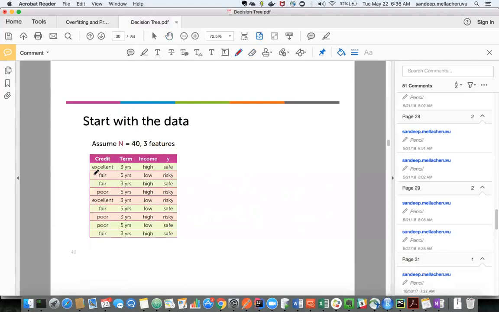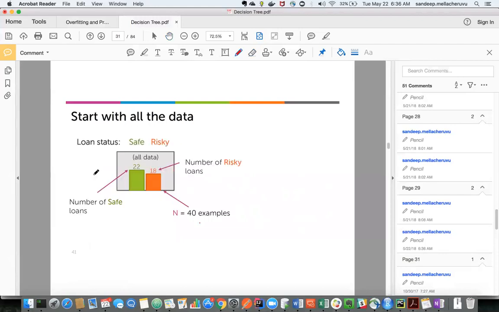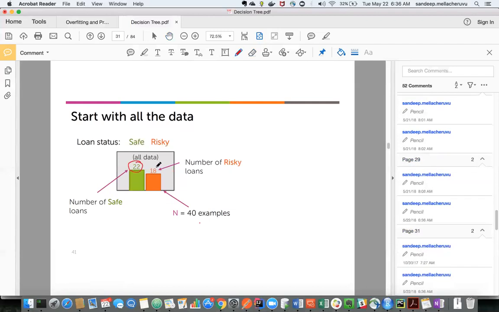Now initially assume that there are 22 safe loans and 18 risky loans at the root node before even splitting.